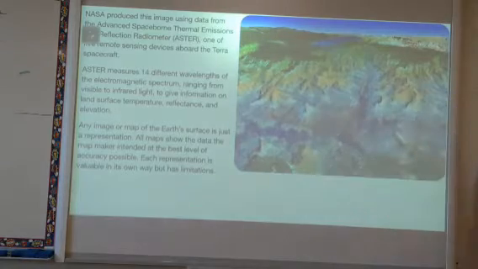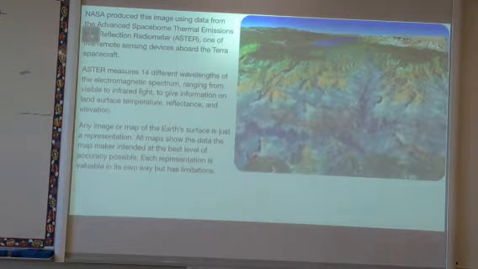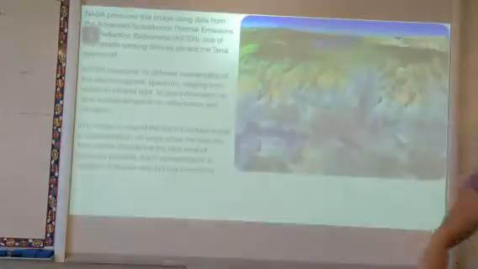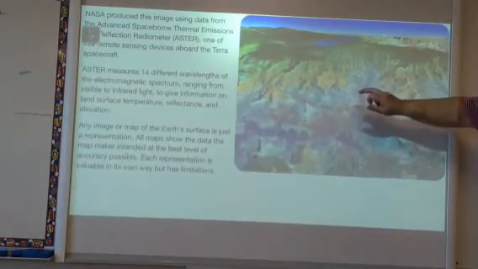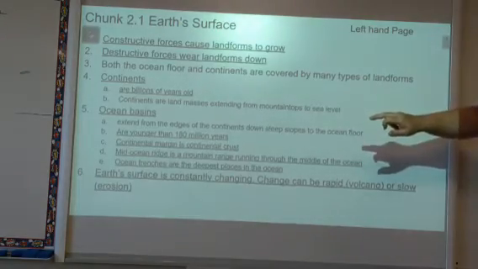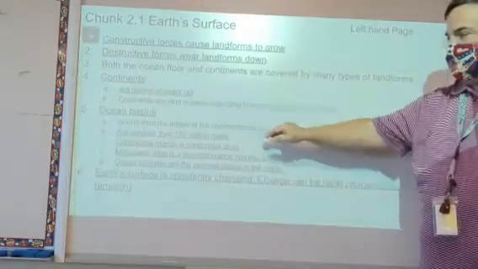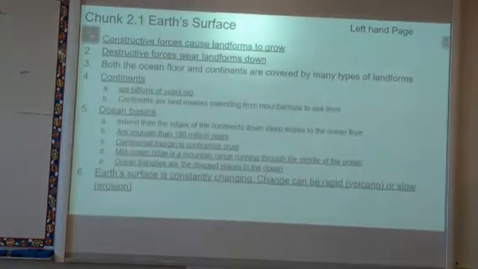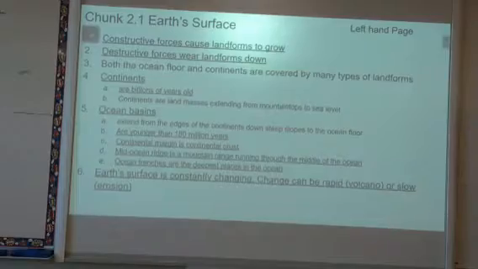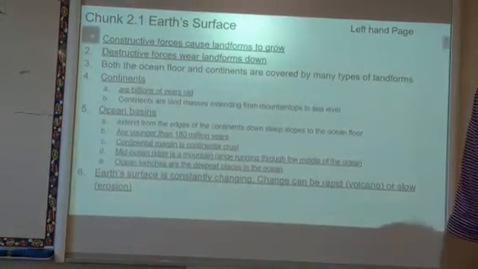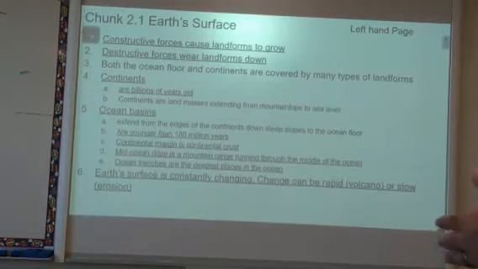Any image or map of the Earth's surface is just a representation. All maps show the data the map maker intended, with the best level of accuracy possible. Each representation is valuable in its own way, but has limitations. That's important. All right, so on this slide, just copy the underlined stuff, which I know is most of it, but I'm trying to keep it a little narrow for you. So those of you at home, you would pause now and get these down.